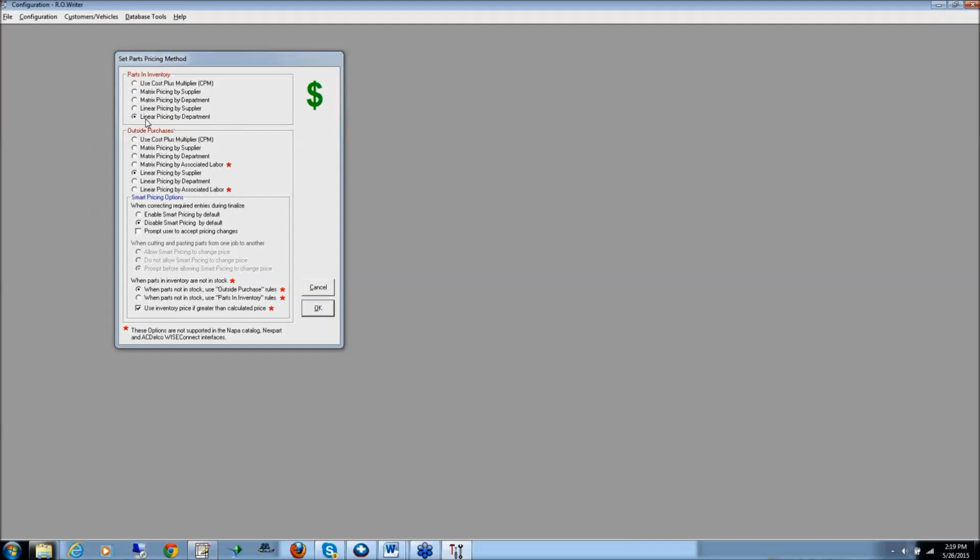As we look at my options, the one that I'm using for parts that are in inventory is what's called linear pricing by department, meaning I'm going to have different pricing or variable markups based upon whether it's an air filter versus an oil filter, or a brake pad versus a tire. And so I can get to that level of detail where I say, based upon the part type, I'm going to have a specific rule that I use in order to mark the price up.